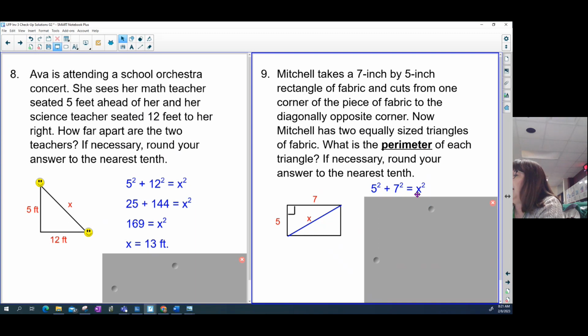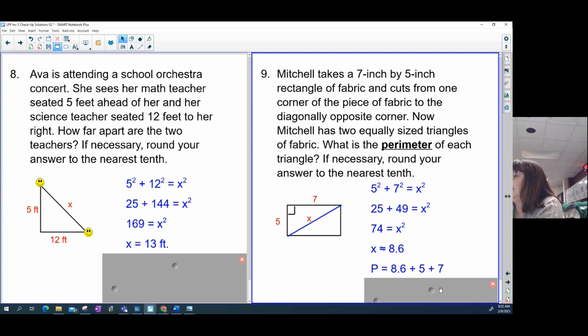So I'm missing my hypotenuse, so I'm going to use addition. 5 squared plus 7 squared is equal to x squared. 25 plus 49 is equal to x squared. 74 is equal to x squared. I'm going to round the square root of 74. It's about 8.6. And when I add that 8.6 to my 5 and my 7 for my other two side lengths, I get a perimeter of 20.6 inches.